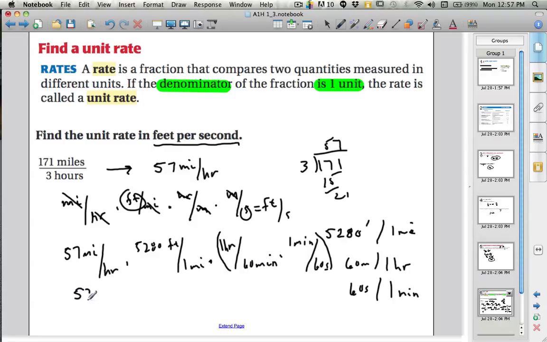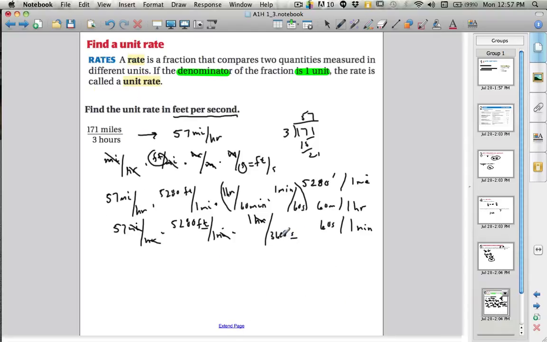So to simplify that a little, 57 miles per hour times 5,280 feet in 1 mile times 1 hour over 3,600 seconds. So if you look at this, the miles will cancel, the hours will cancel, and I'll end up in feet per second. If I go ahead and finish out this fraction, I should have no trouble.